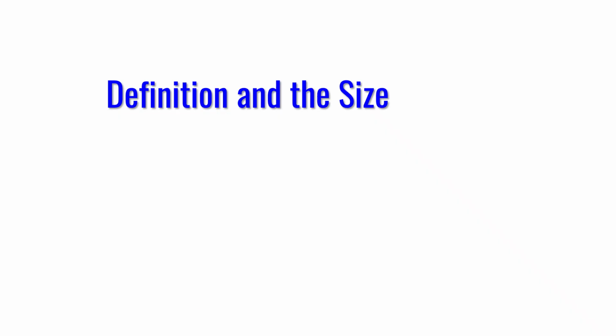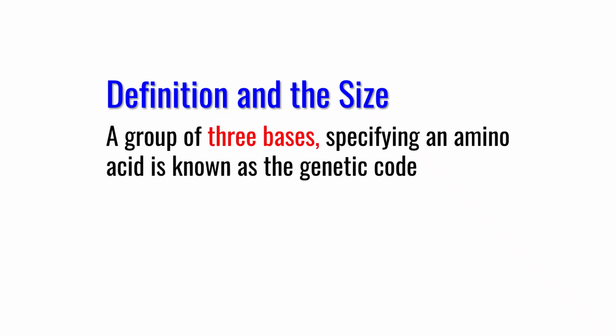Regarding the definition and the size of the genetic code, a group of three bases specifying an amino acid is known as the genetic code. Later it was proven experimentally that there are 64 genetic codes. We will discuss the features of these code word or codon or genetic codes in the upcoming slides.